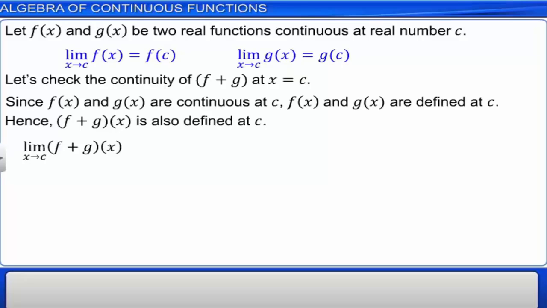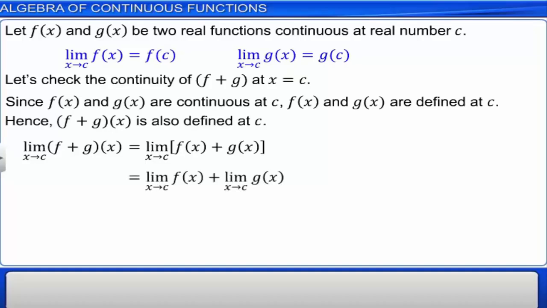By the addition property of the algebra of functions, (f plus g) of x is equal to f of x plus g of x. Also by the algebra of limits, we know that the limit of the sum of two functions is equal to the sum of their limits. And this is equal to f of c plus g of c, since functions f and g are continuous at x equal to c.